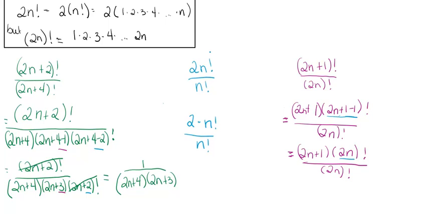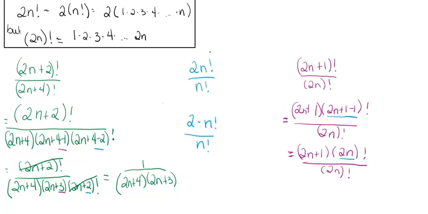Now let's look at the blue one. We've got 2 times n factorial over n factorial. Well, I just rewrote it as 2 times n factorial. I just put a multiplication sign in between the two. I could keep going down. I could say n minus 1, n minus 2, n minus 3, but that would be the same as the denominator, saying n times n minus 1 times n minus 2 times n minus 3.